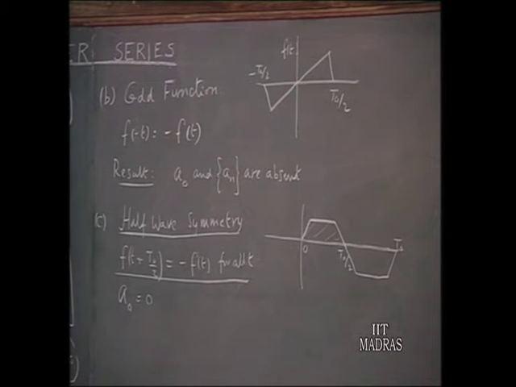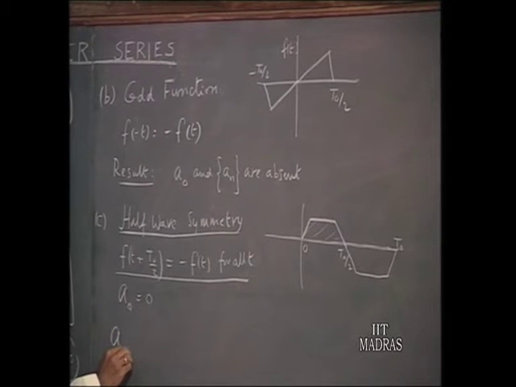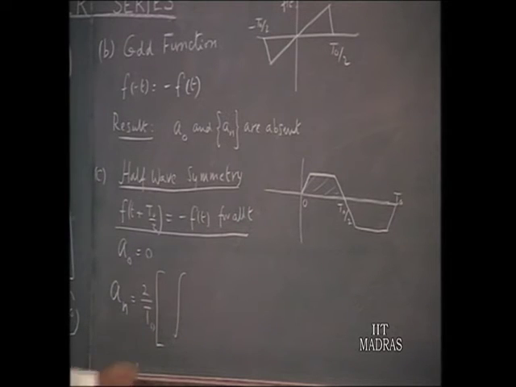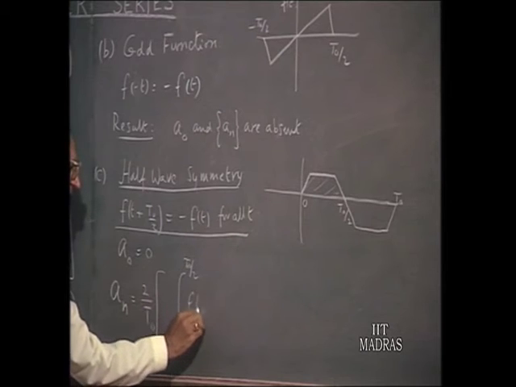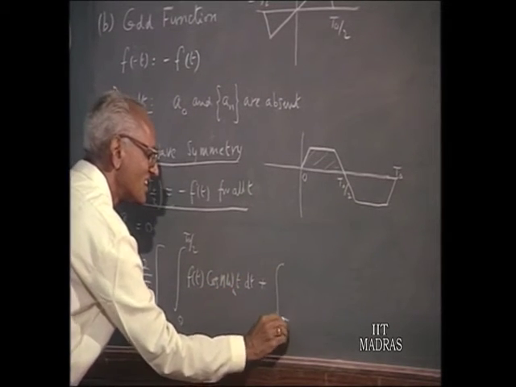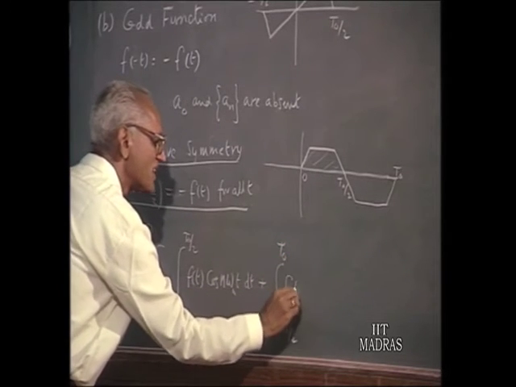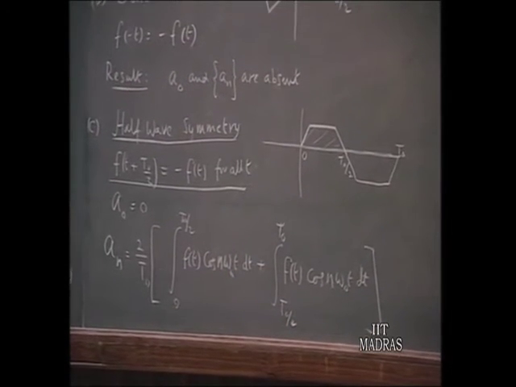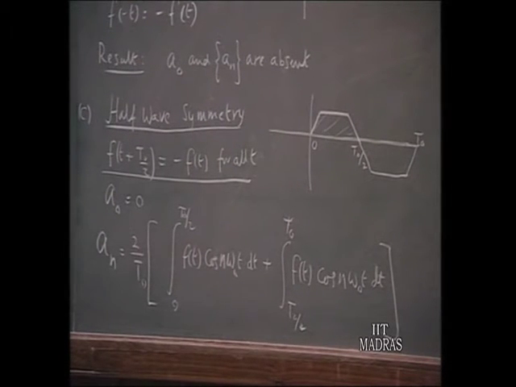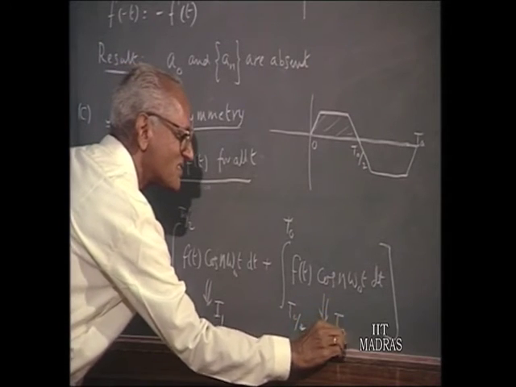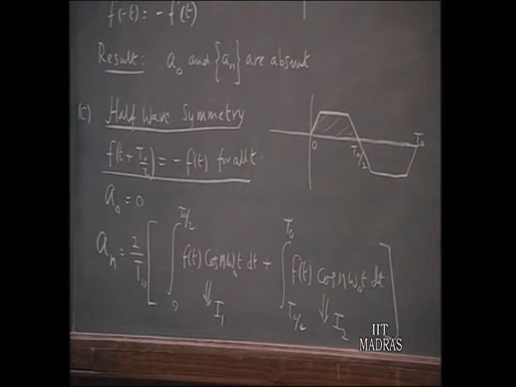What other conclusions can you draw from this? This may not be evident, but let us work them out. Suppose I take An equals 2 upon t naught, and this time I break the integral for convenience: 0 to t naught upon 2 of f of t cos n omega naught t dt plus t naught upon 2 to t naught of f of t cos n omega naught t dt. By this time you must have got the idea of what we are going to do next. We would like to relate this integral with this. Therefore, for this purpose let us call this I1, and call this I2. And we would like to compare the values of I1 and I2, making use of this result.